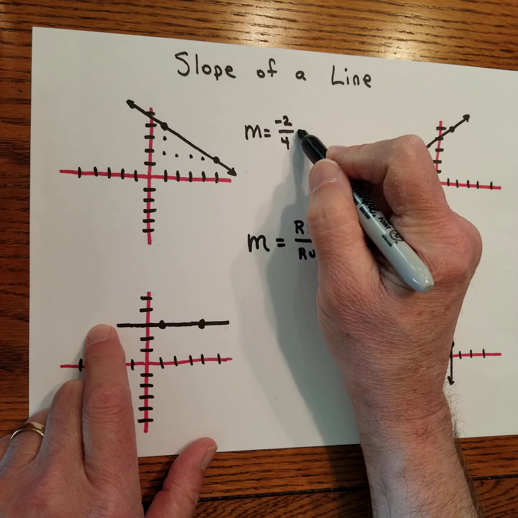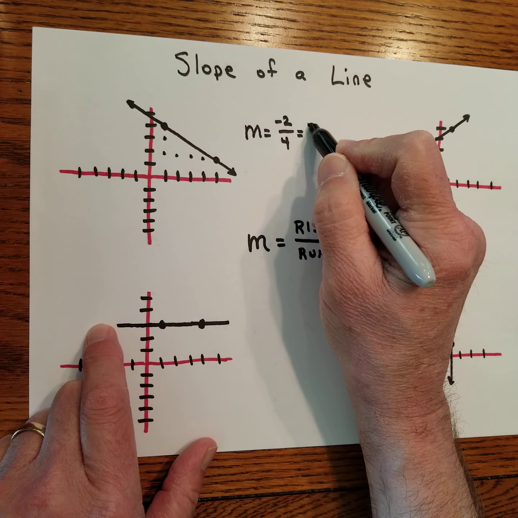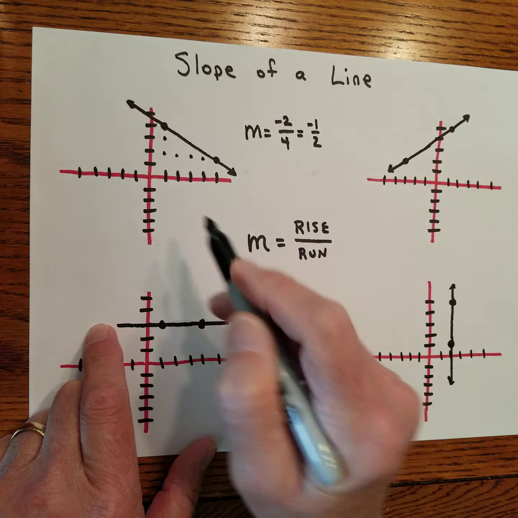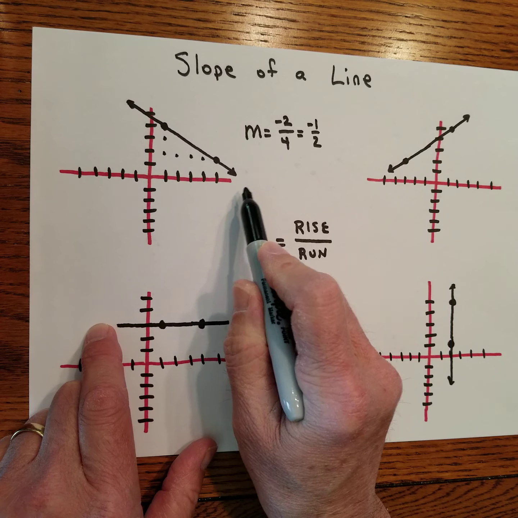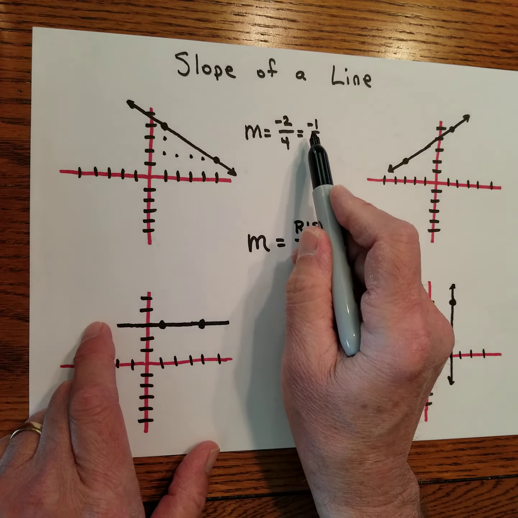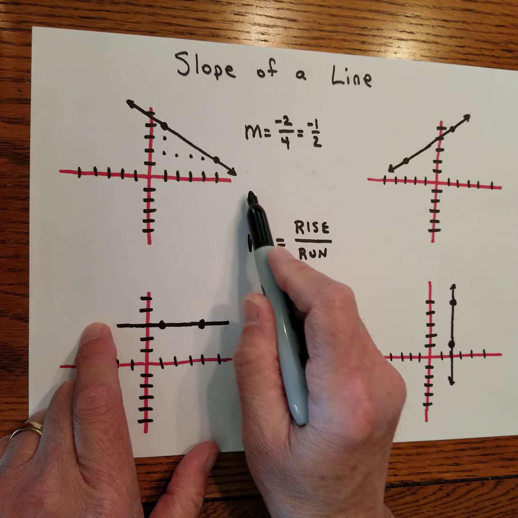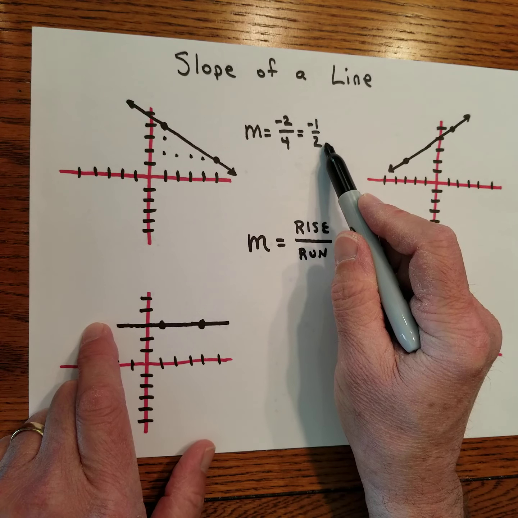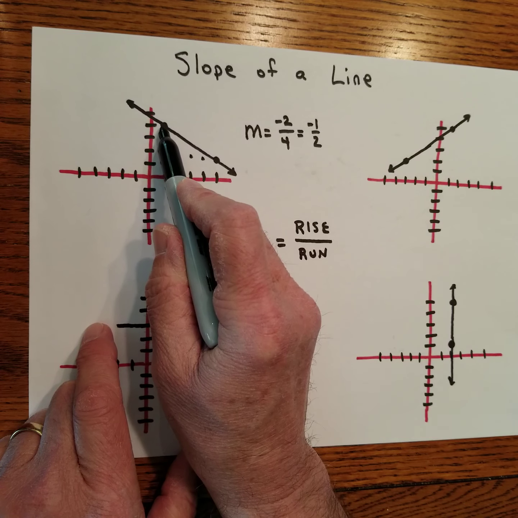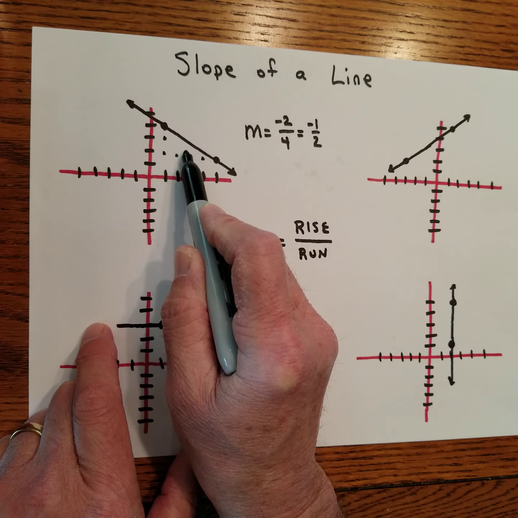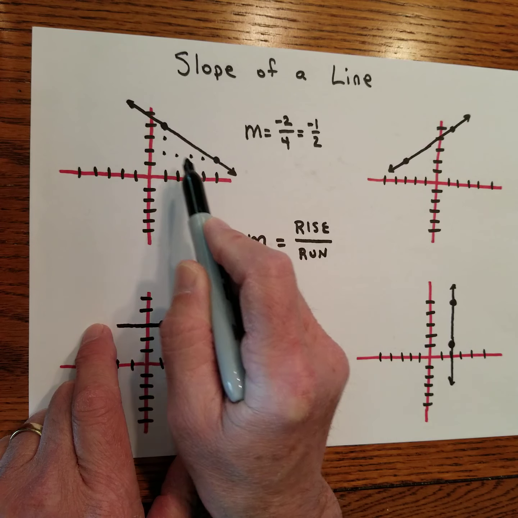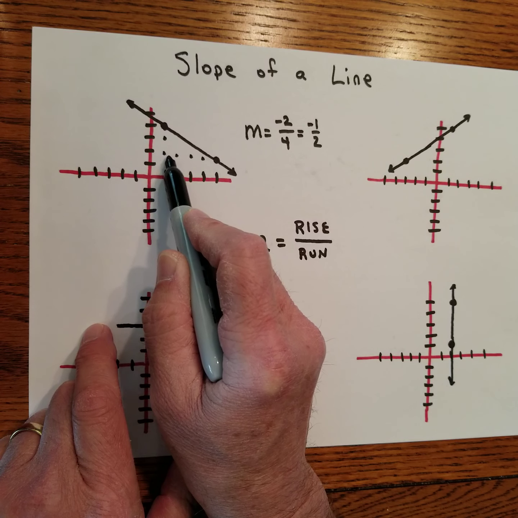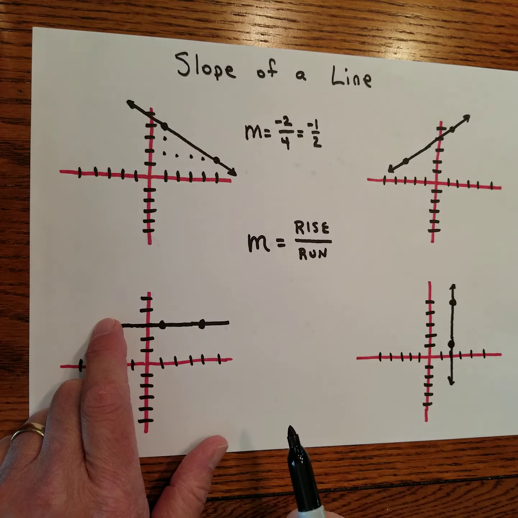2 over 4 reduces to 1 over 2. We'll say that the slope of this line is negative 1/2. The negative showing that it is downhill and it is dropping 1 for every 2 that it runs. Down 1 over 2, down 1 over 2 is the same as down 2 and over 4.